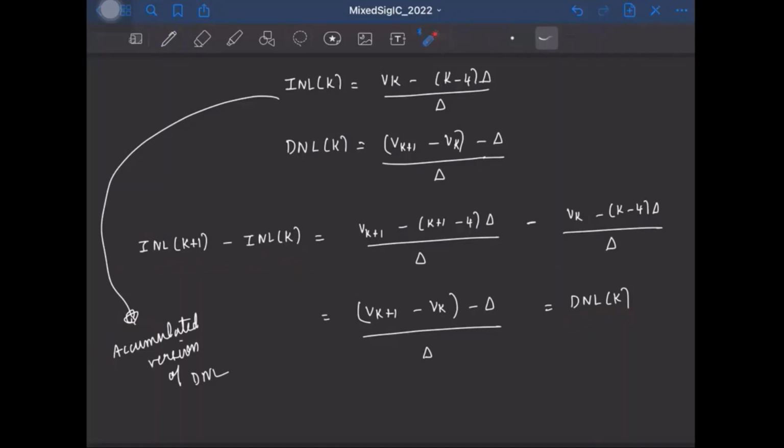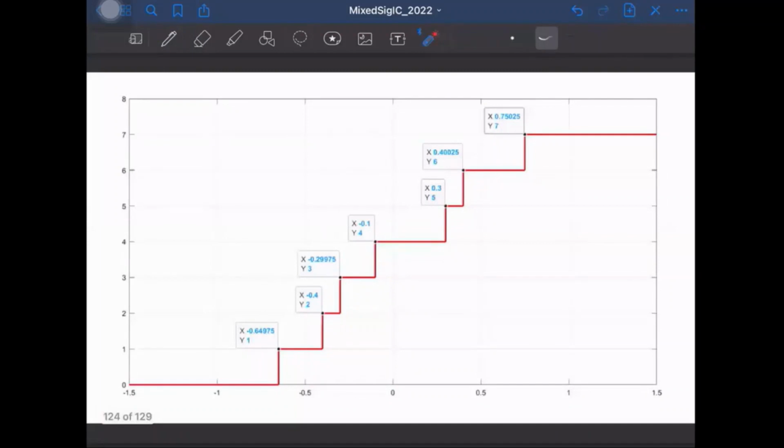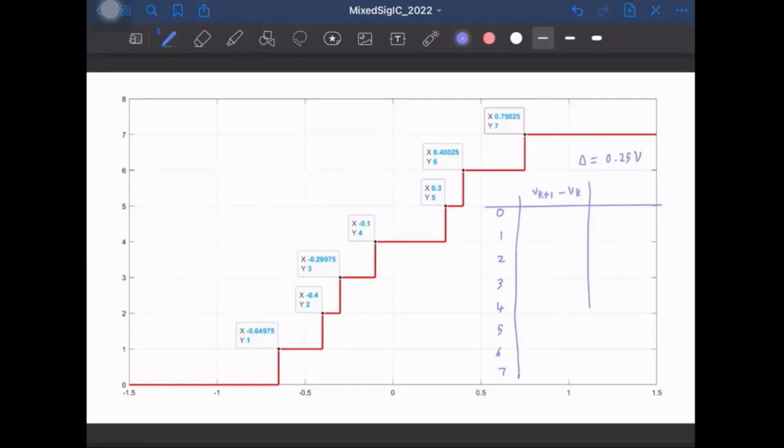Okay. So now let's do a quick example. Here I have shown the same quantizer characteristic, and I have also shown the transition voltages. Let's try to compute what the DNL is. Please note that the ideal step size is 0.25 volt in this case. Let's do it for all the codes, and first find the code width or the step size for each code.